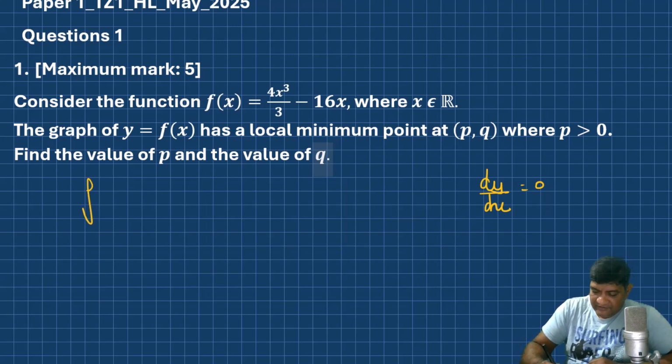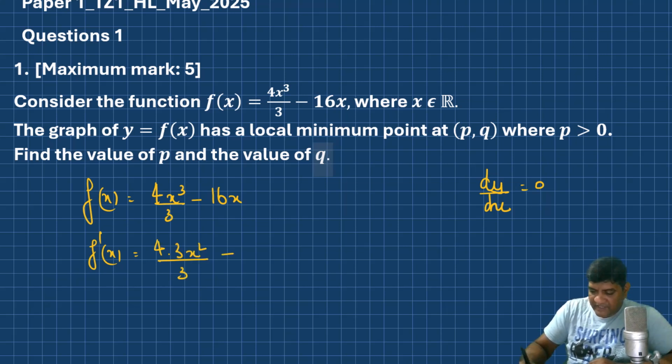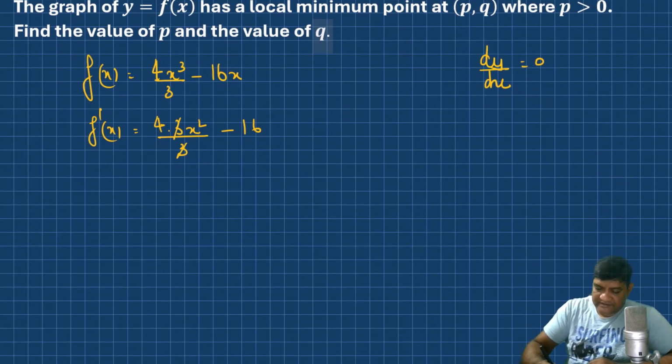So we have the function, which is f of x equal to 4x cubed divided by 3 minus 16x. We differentiate this. We're going to get 4 into 3x squared divided by 3 minus 16. 3 and 3 will get cancelled. So what I remain with is f dash of x equal to 4x squared minus 16.